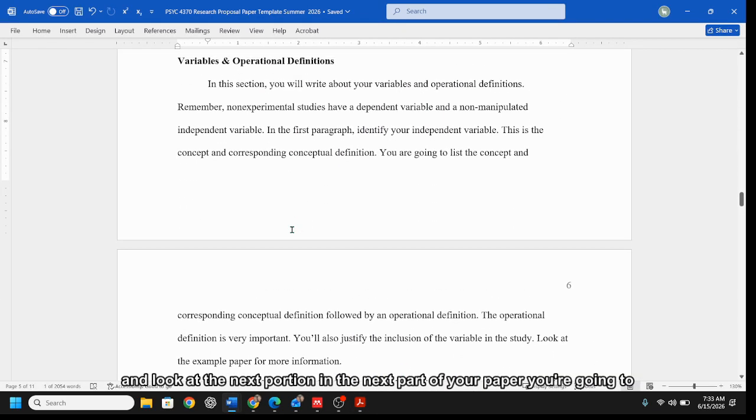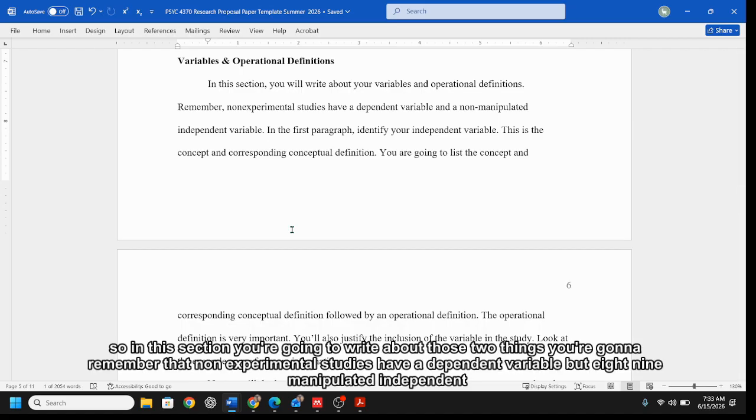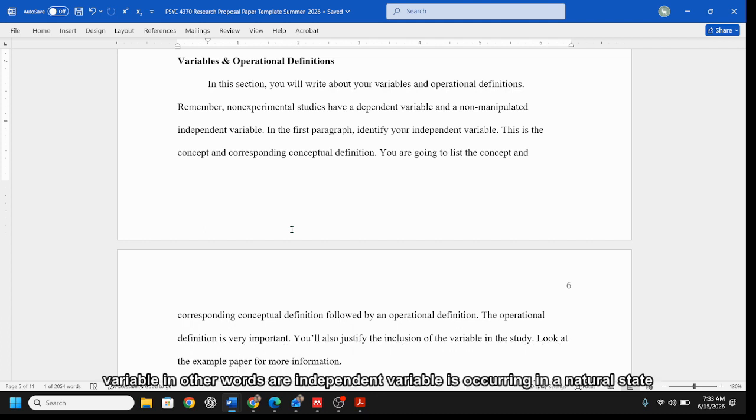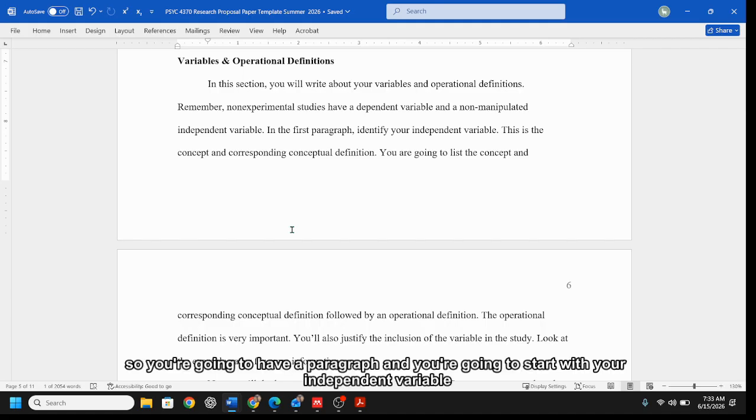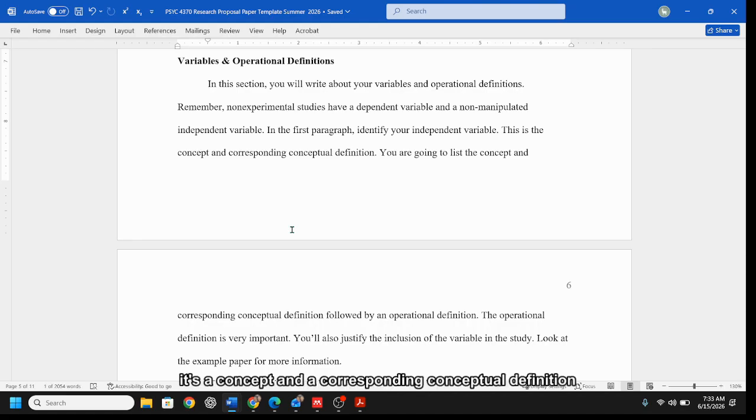In the next part of your paper, you're going to talk about your variables and operational definitions. So in this section, you're going to write about those two things. You're going to remember that non-experimental studies have a dependent variable, but a non-manipulated independent variable. In other words, your independent variable is occurring in a natural state without any manipulation or modification on the part of the researcher, okay? So you're going to have a paragraph and you're going to start with your independent variable. It's a concept and a corresponding conceptual definition. So list the concept, give me the corresponding conceptual definition, and then tell me how you operationally defined it.